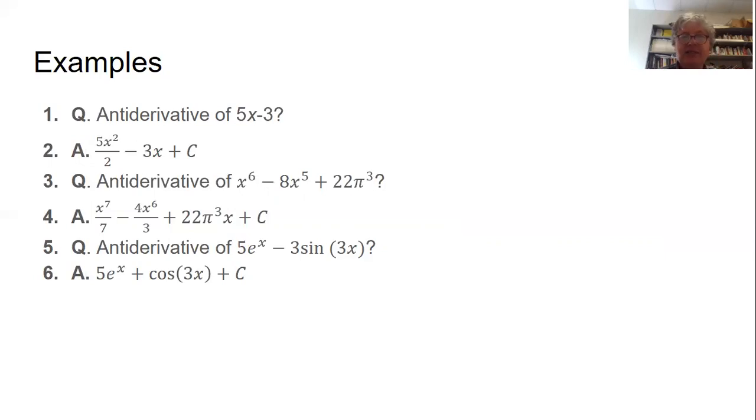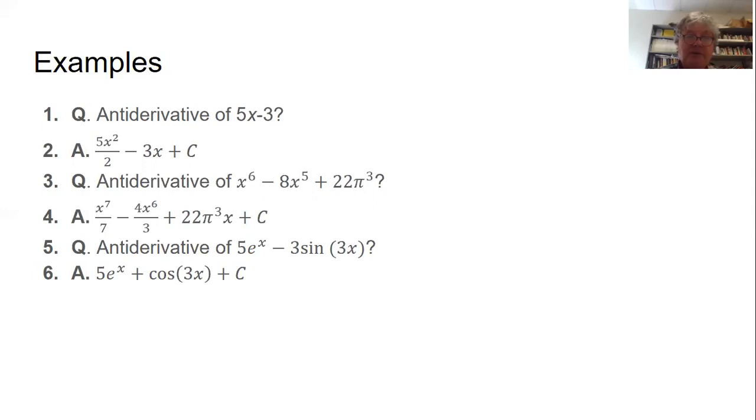What's the antiderivative of x to the 6th minus 8x to the 5th plus 22 pi cubed? Well, the antiderivative of x to the 6th is x to the 7th divided by 7. Of x to the 5th, it's x to the 6th divided by 6. So we get minus 8 divided by 6, so that's why we've got minus 4 on 3. The tricky thing is 22 pi cubed. That's just a constant, right? So the antiderivative of a constant is that constant times x. So we get 22 pi cubed times x. And then we throw in the plus c.